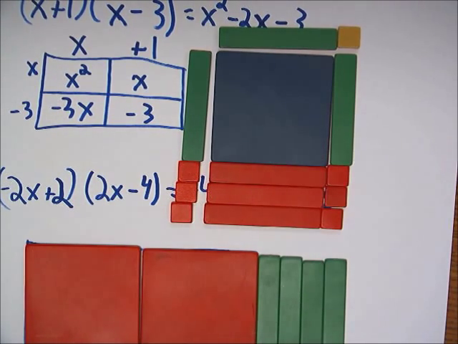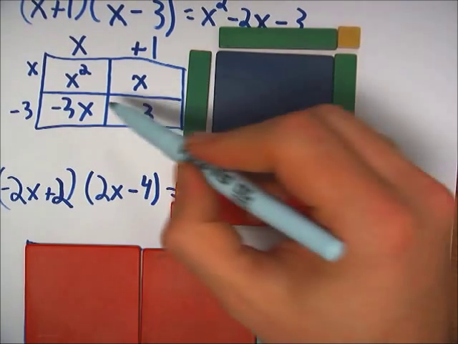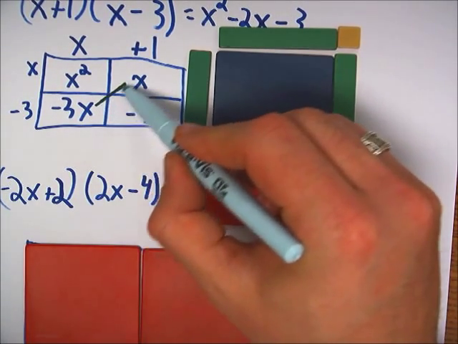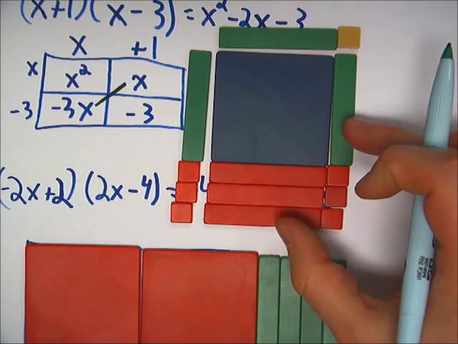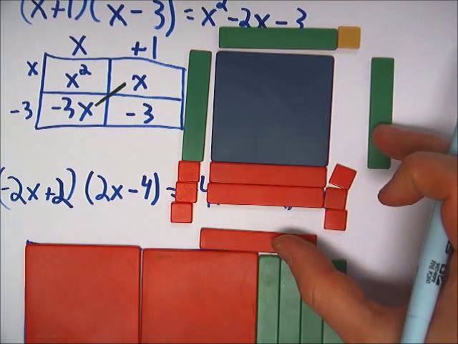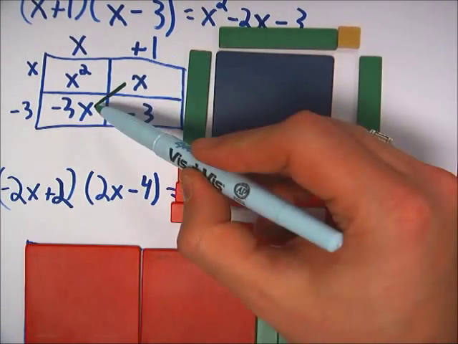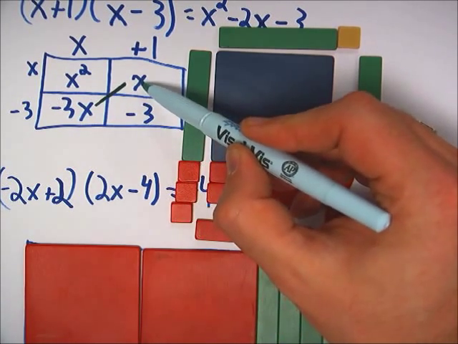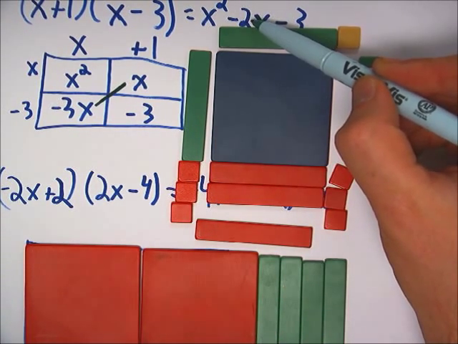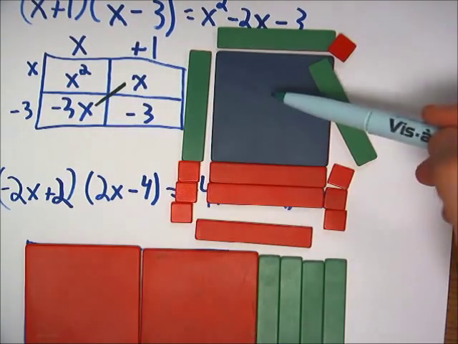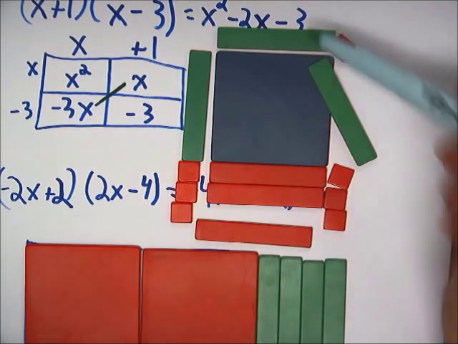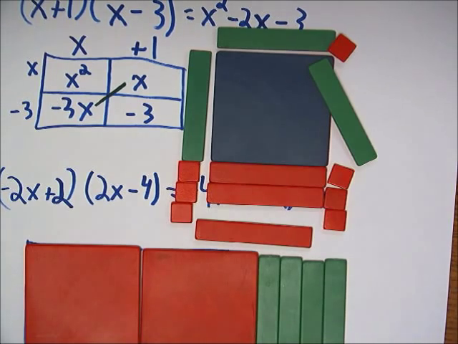Just like I did earlier, I'm going to be combining my like terms across this diagonal. Here we said that these two are a zero pair and they cancel out. Well, in this case, negative 3x plus 1x gives me the negative 2x. We can see the x squared still goes there and the negative 3 still goes there. All I have to do is combine my like terms.